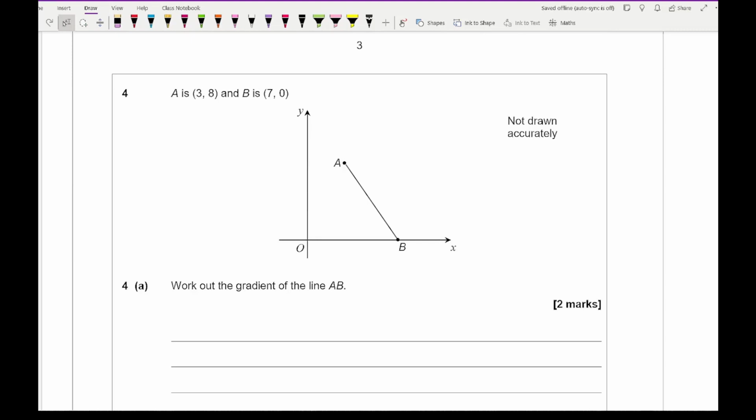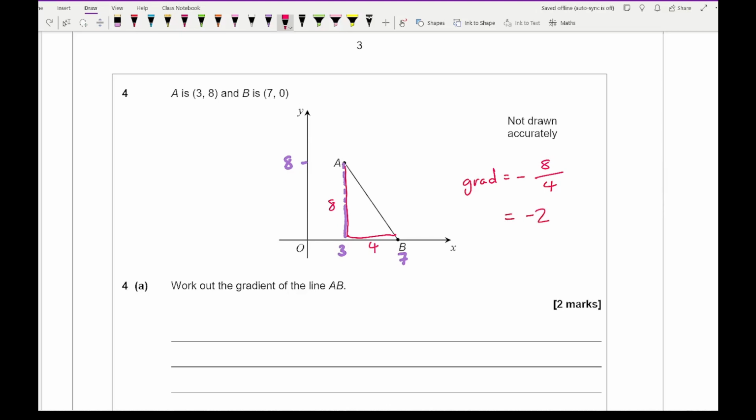So for this, all I need to do is draw my triangle. Looking at the coordinates, A is at (3, 8), so that's going to be 8, and that's going to be at 3. And B is at (7, 0), so that's at 7. Looking at that triangle, it's got a base of 4 and a height of 8. So the gradient is going to be 8 over 4. One thing I should notice is that the line is going down, so it's going to be minus. So therefore it's going to be minus 2.